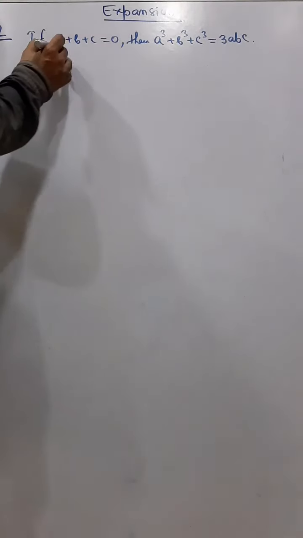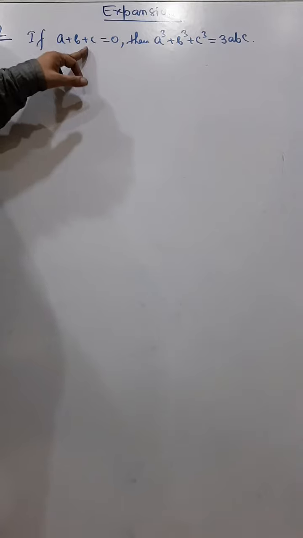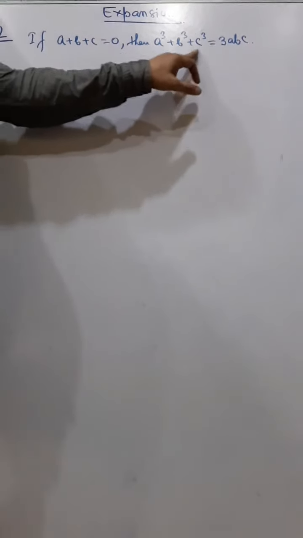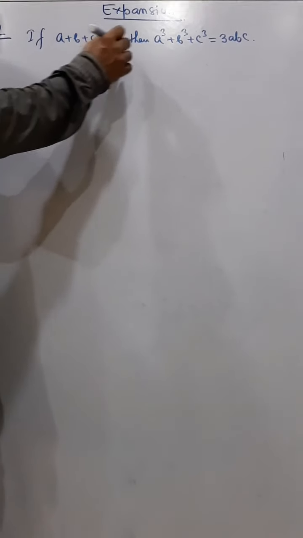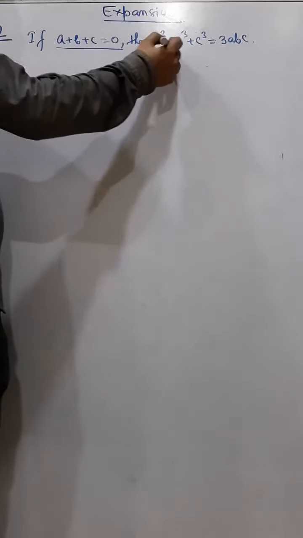Okay, now this is an identity. If a plus b plus c equals 0, then always a cube plus b cube plus c cube is always equal to 3abc. But in this case we have to in fact prove that if a plus b plus c equals 0, then a cube plus b cube plus c cube equals 3abc.